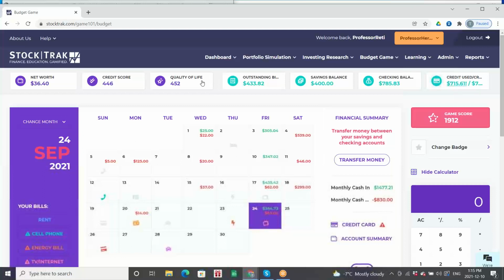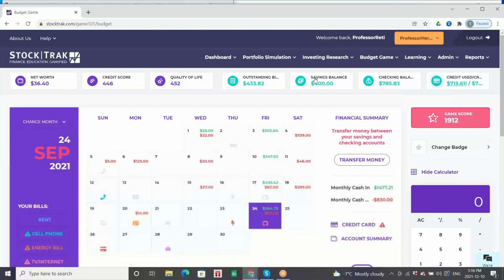So we're always making decisions in the budget game based on, should I be working extra hours? Should I be studying? Should I be doing housework? So as in our own life, life is a series of choices that we have to make. And the budget game really does a great job of bringing that to life for the student.